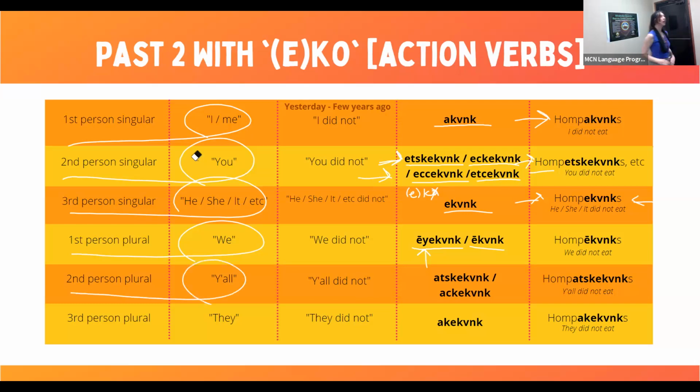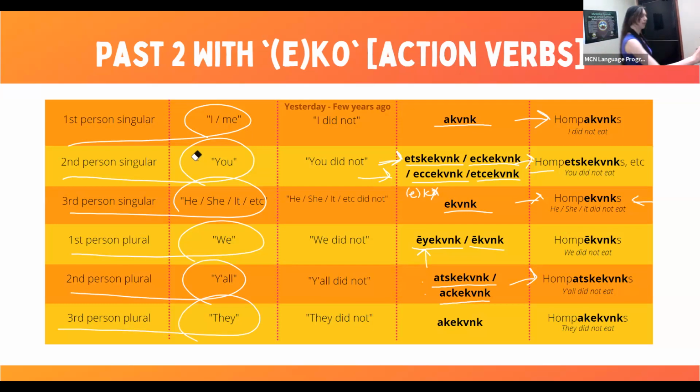Second person plural, y'all. So y'all did not. We have the Otskunk and Otchgunk, whichever one, they're both fine. So in here, Hombotskygunks. Third person plural, we got they. So they did not eat last night, for example.